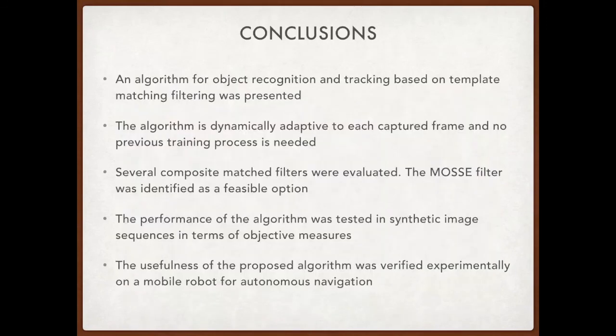Okay, conclusions. We present an algorithm for object recognition and tracking based on template match filtering. This algorithm is dynamically adapted to each captured frame, and no previous training process is required. We tested several composed match filters, and the MOSE filter is identified as a feasible option. The performance of the proposed algorithm was tested on synthetic image sequences in terms of objective measures, and the usefulness of the proposed algorithm was verified experimentally on a mobile robot for autonomous navigation.